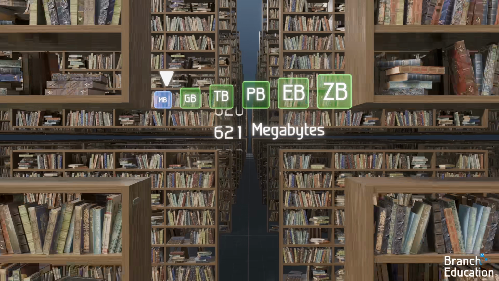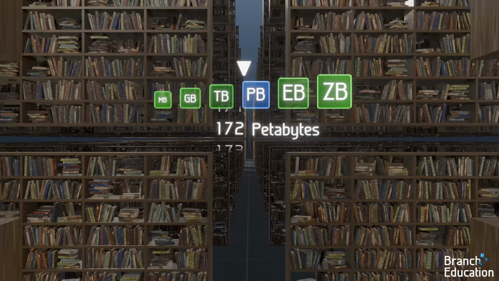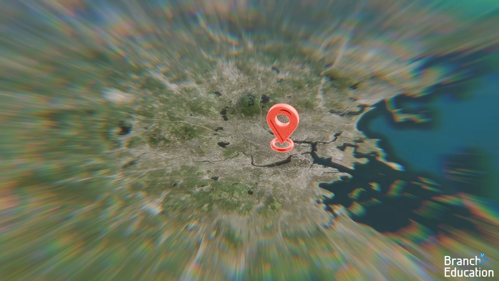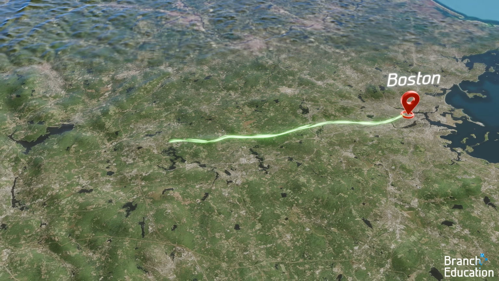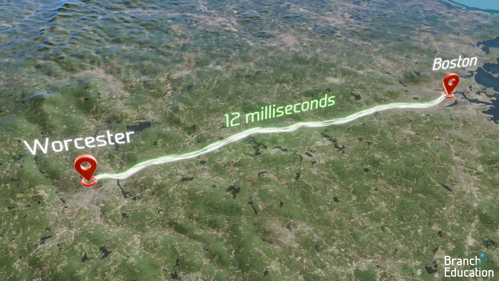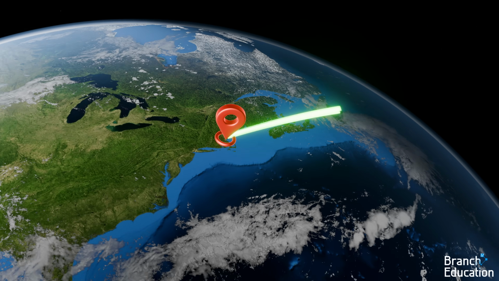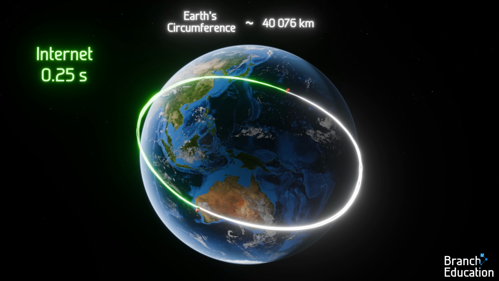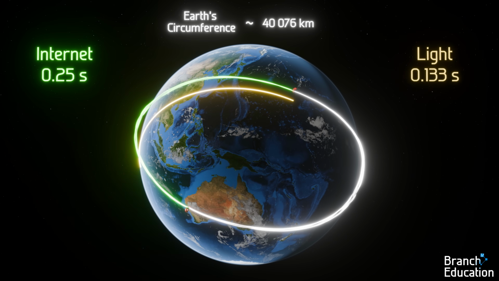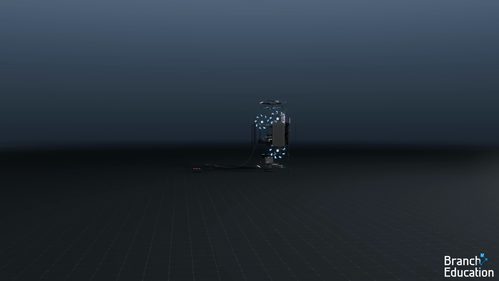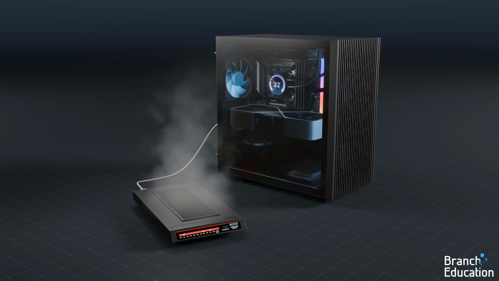To start, the internet holds absurdly large amounts of data at approximately 500 exabytes. Latency varies depending on the distance the request and return data need to travel. Therefore, getting data from a nearby city takes approximately 12 milliseconds. In contrast, sending and receiving data to the other side of the Earth takes, on average, a quarter of a second, which, interestingly, is about twice as long as if light were to travel the same distance. That is, of course, as long as you're not using a dial-up toaster as a modem.